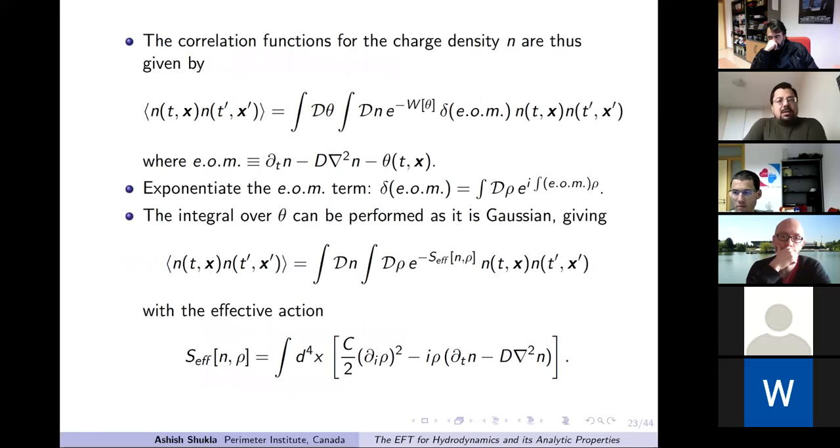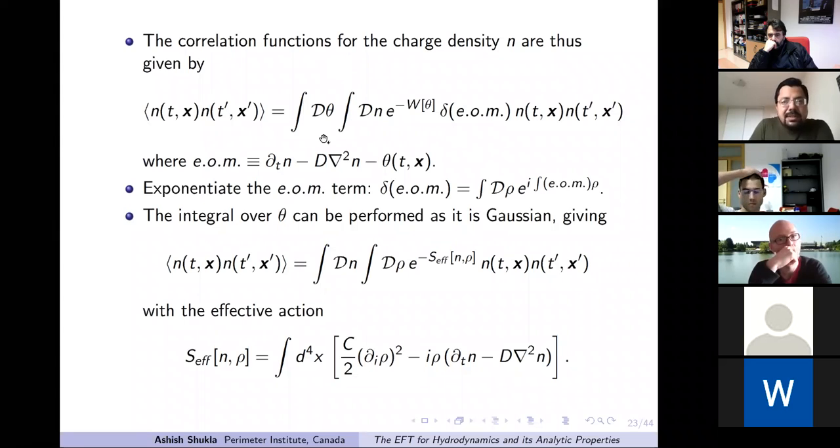Now, in general, in the case we are studying, what we'll actually be interested in is the correlation functions of the charge density n. And these are defined as, for example, if I'm looking at the 2-point function of n at t, x with n at t prime, x prime, then it is the path integral over the noise field theta, a path integral over n, the weight function e to the minus W of theta, a delta function imposing the equation of motion, which is del t n minus D grad squared n minus theta, and the 2 insertions of n. So this is essentially the quantity that we are interested in computing.